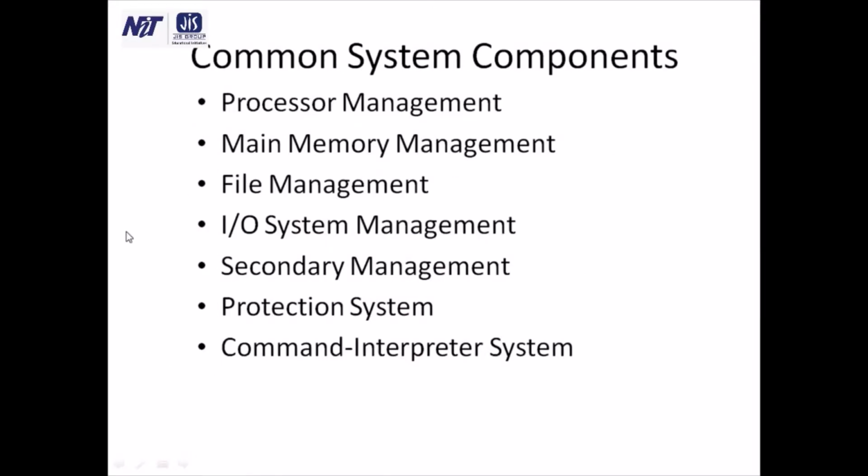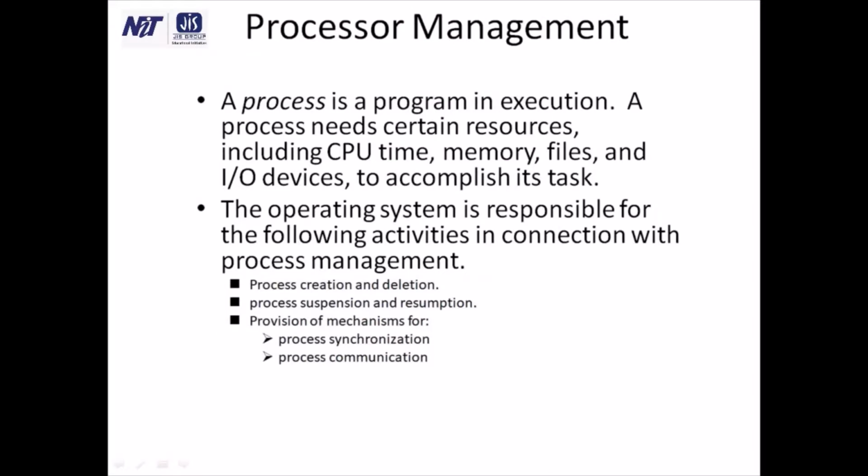Now we discuss the common components of the system: process management, memory management, file management, IO management, secondary storage management, protection system, command interpreter system. These are the common system components. So, process management. What happens in process management? A process is a program in execution.